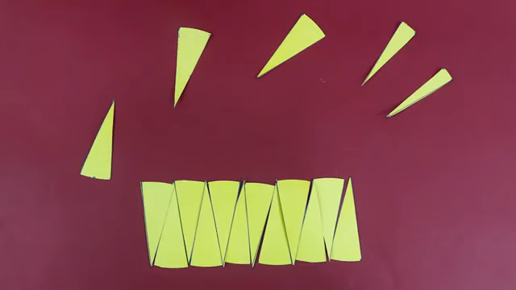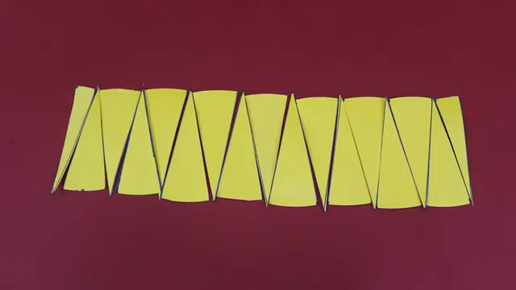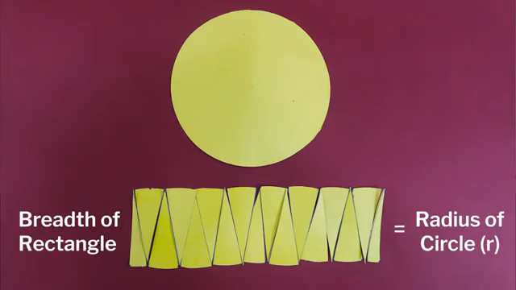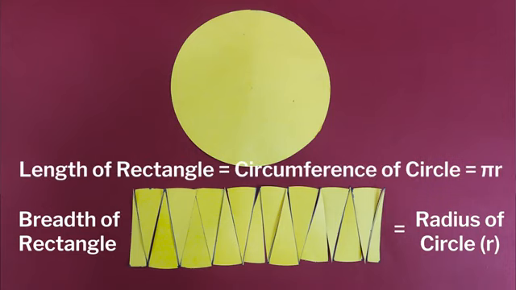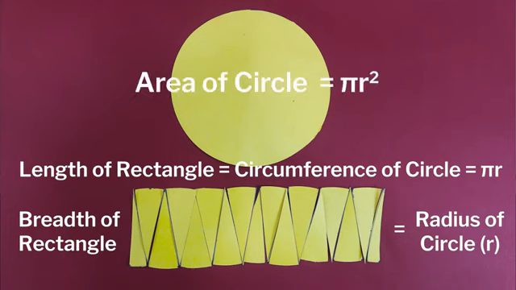Arrange these pieces alternately to make a rectangular pattern. The more pieces you make, the closer it gets to becoming a rectangle. Now, the breadth of the rectangle is the radius, while the length is made up of half the circumference of the circle. So, the area of the circle is pi r square. This activity helps students to understand and visualize the area of a circle.